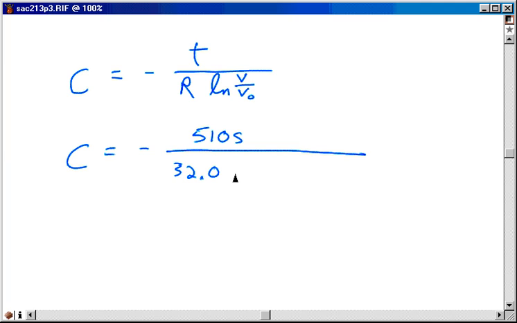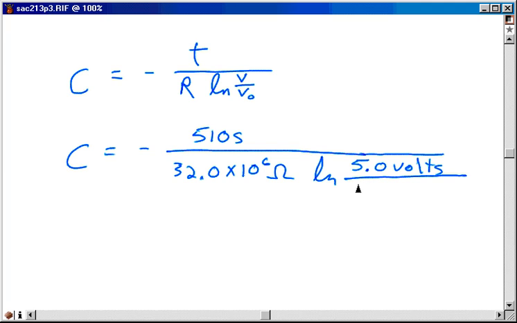So that's 32.0 megohms, so that's 32.0 times 10 to the 6 ohms for the resistance, and then times the natural log of V. It's supposed to drop down to 5 volts after the 510 seconds, and it started out at 15.0 volts. So C, this natural log gives a negative value, so C does come out positive, as it must.